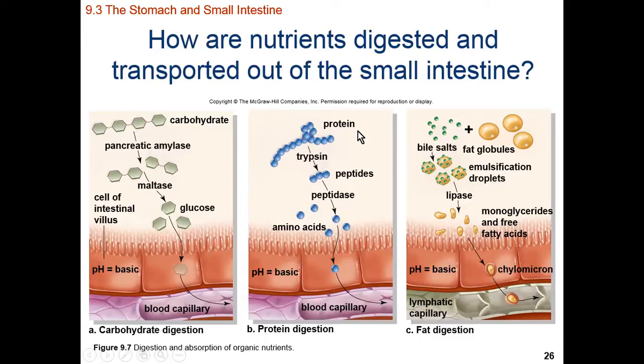If we look at proteins, we are going to have proteases or protein digesting enzymes that will take the proteins, break them down into oligomers, and from oligomers into amino acid monomers, which are then absorbed into the bloodstream. And then finally, the bile will take a big glob of fat and emulsify it or dissolve it into smaller pieces. Lipase will then break down the fat into its monomers, its fatty acids and glycerols, and then the fat can be absorbed into a lymphatic capillary.